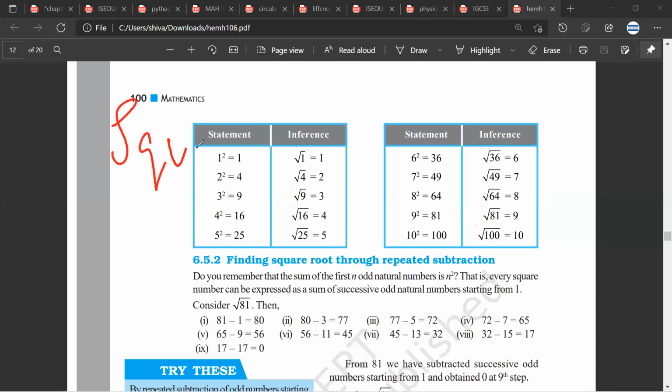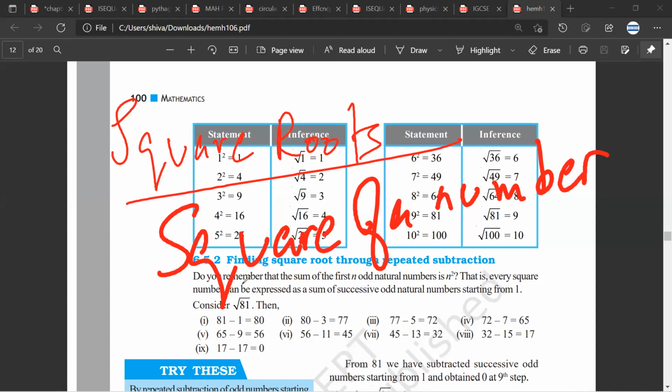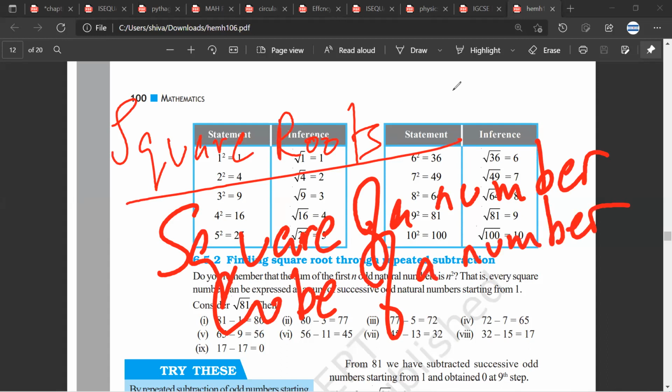So Mr. Sarthak, let us understand what are square roots. Are we aware what are squares? What is the square of a number? Mr. Ariman? Yes, sir. The square of a number is when you multiply the number by itself. How many times? Once.